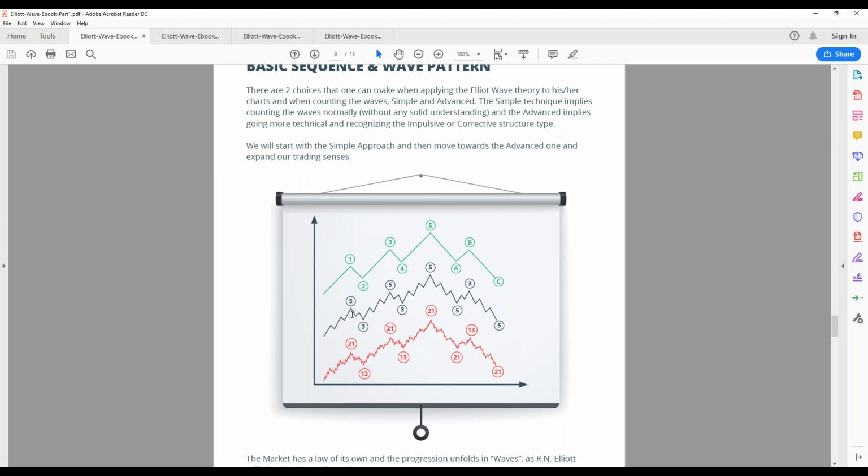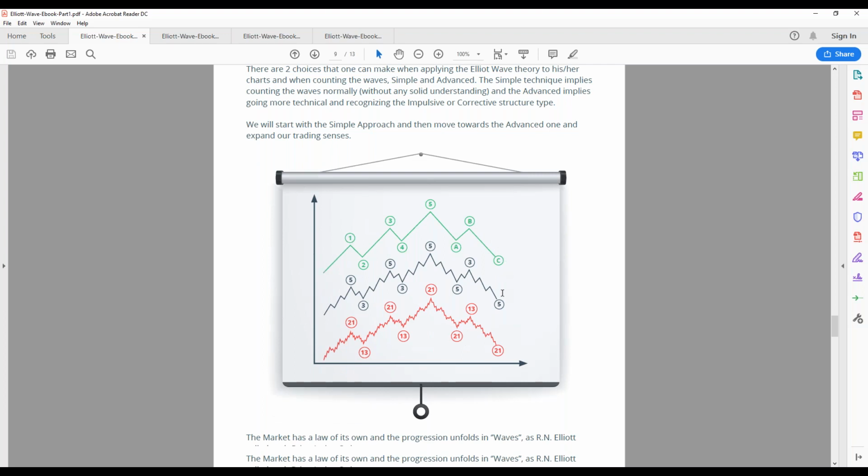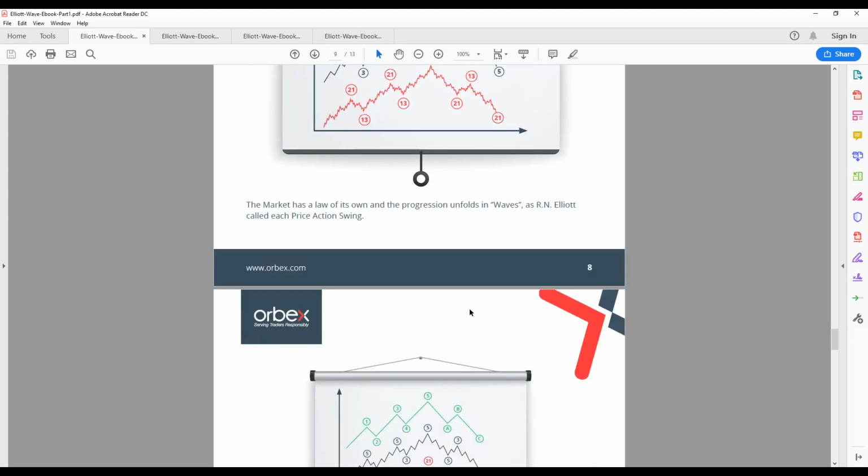Therefore, we have 1, 2, 3, 4, 5, and then the corrective legs A, B, and then C. The most traded waves are wave 3, wave 5, wave A, and wave C. But if you ask me, wave 3 and wave C are the ones Elliotticians mostly look for.